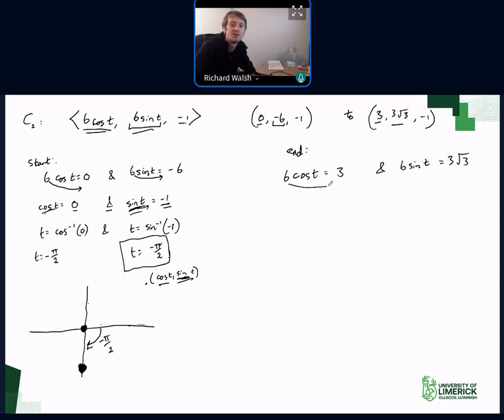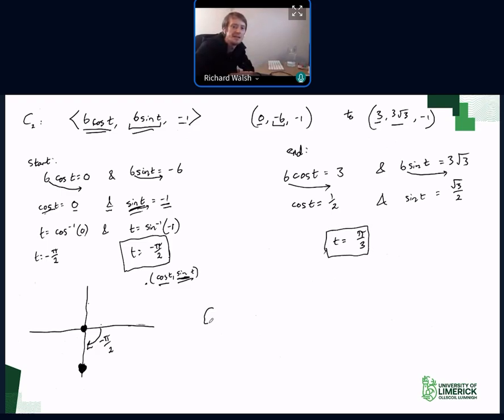And we solve each of those again. Cos of t is 3 divided by 6, which is a half. And sine of t equals 3 root 3 over 6, which is root 3 over 2. If you calculate those, you get t equals pi over 3. Both of them are positive, so you'll just take whatever the calculator tells us. It'll tell you it's pi over 3. So they were the start and end points of it.